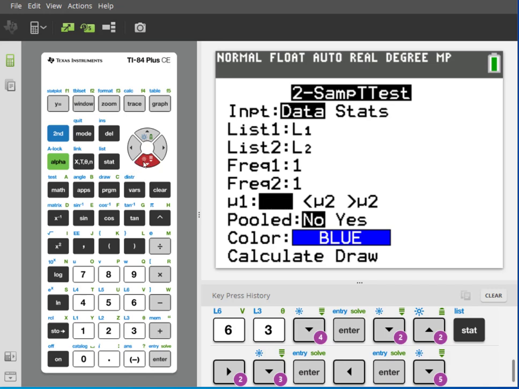The calculator then knows to take those lists of data, find the mean, the standard deviation, and the sample sizes of each one, because that's what it needs in order to perform the calculations to get that test statistic and the p-value for you. So that's how it could work coming from sets of data, and that is all you need to know.